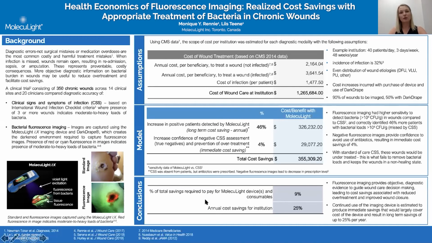However, if this is ubiquitously used across the institution, the annual cost savings for the institution are approximately 25% per year. We know that objective diagnostic evidence leads to better treatment of wounds and therefore closes wounds faster and mitigates the requirement for more expensive therapies. The MolecuLight IX fluorescence imaging device is a diagnostic tool that enables this cost savings on an institution-wide basis.